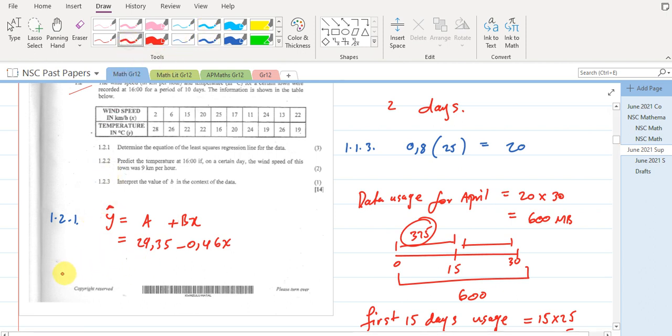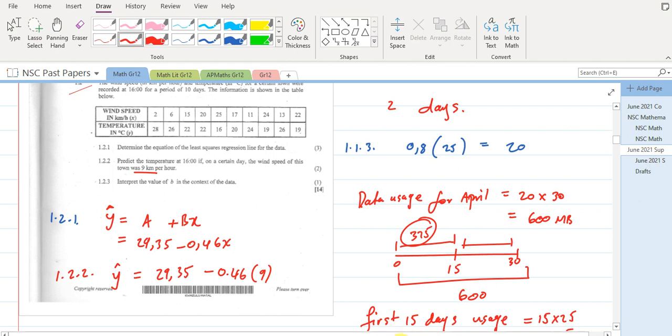Question 1.2.2: predict the temperature at 4 if on a certain day the wind speed of this town was 9 kilometers per hour. Wind speed is x, so 9 kilometers per hour. So y is equal to, it's a prediction, right? 29.35 minus 0.46 times 9.